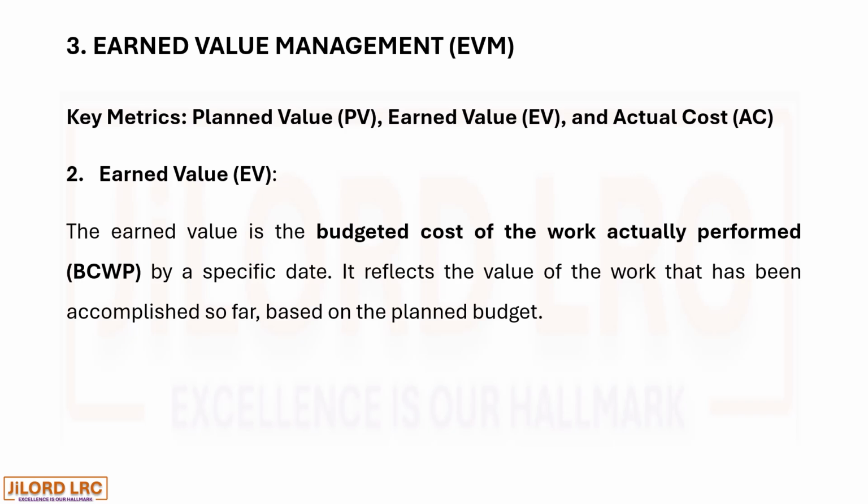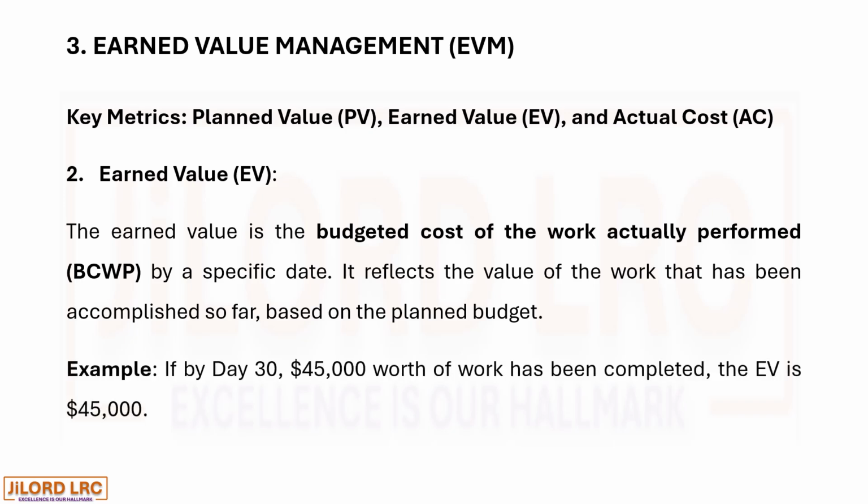2. Earned value, EV. The earned value is the budgeted cost of the work actually performed, BCWP, by a specific date. It reflects the value of the work that has been accomplished so far, based on the planned budget. For example, if by day 30, $45,000 worth of work has been completed, the earned value is $45,000.